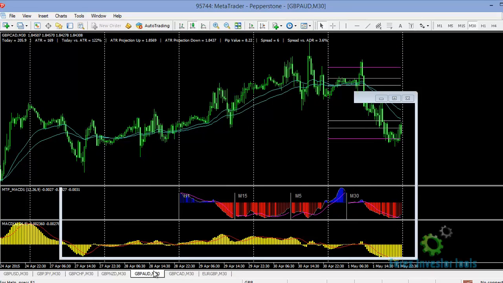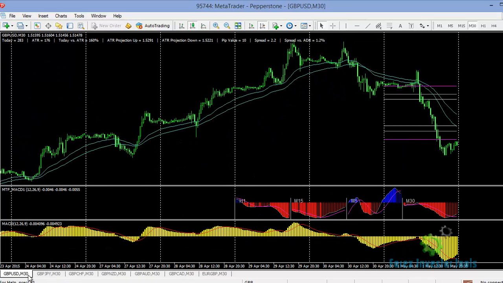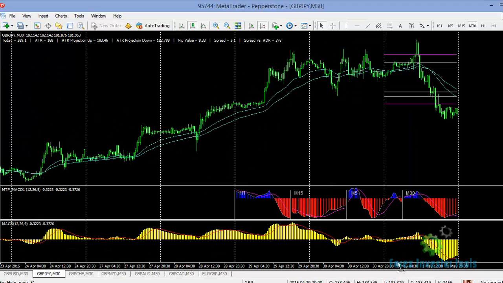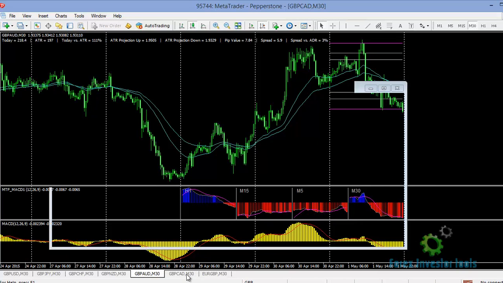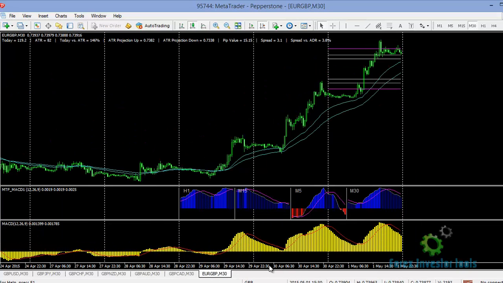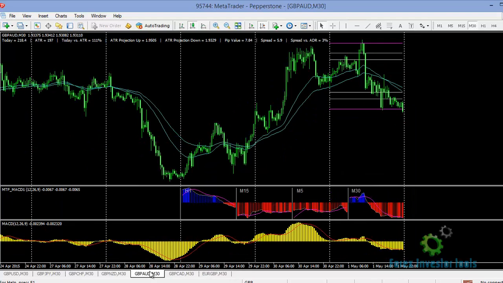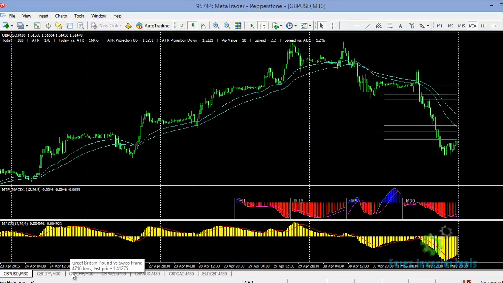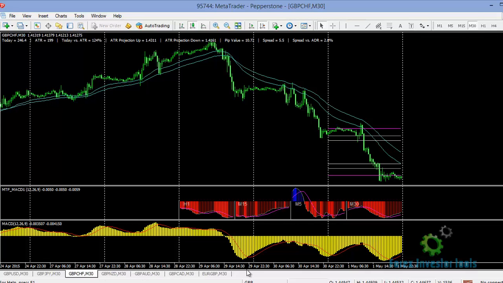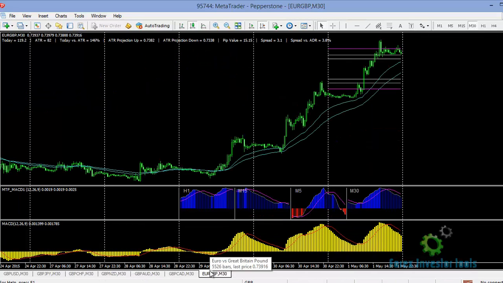And if you look at the pound pairs, just by looking at the histograms, you can see that overall it is weak, which adds more strength to your trade. You can see the euro pound is up, but all the other pound pairs are weak. Now out of these pound pairs, the best pullbacks are of course the pound USD, the pound Swiss franc, and then the euro pound. So these are the pairs that you would want to place your trades on.